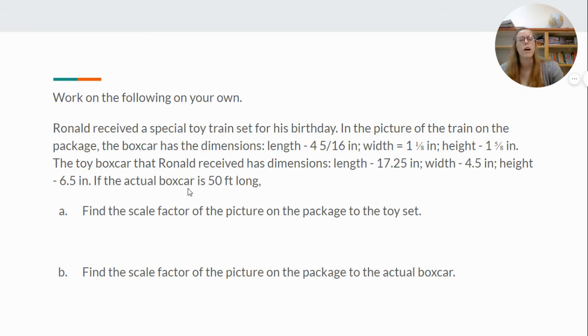If the actual boxcar, meaning the real life-size one, is 50 feet long, find the scale factor of the picture on the package to the toy set, and then find the scale factor of the picture on the package to the actual boxcar. So just take a crack at it, see how you do. When you're ready, hit play and we'll go through it together.